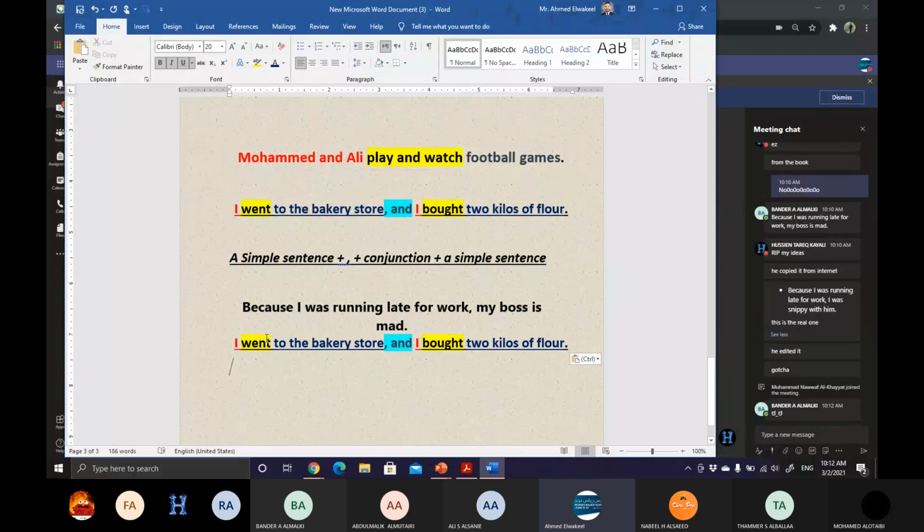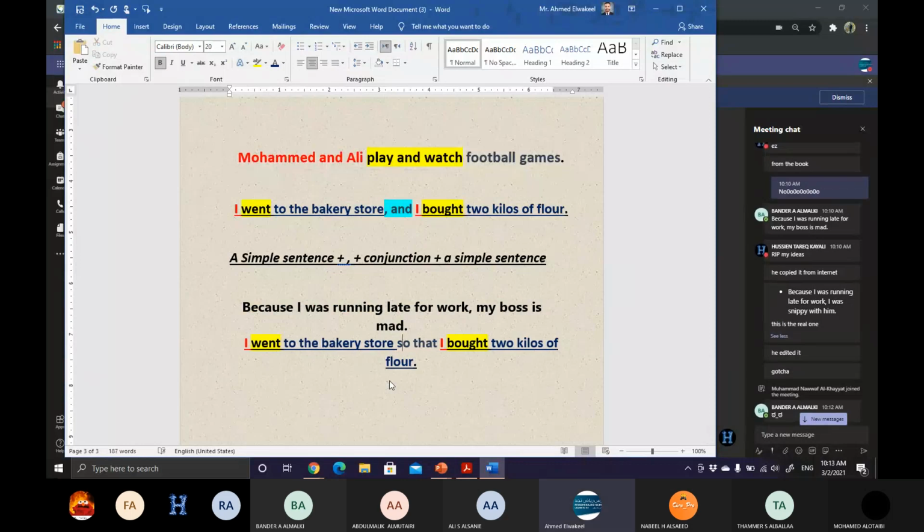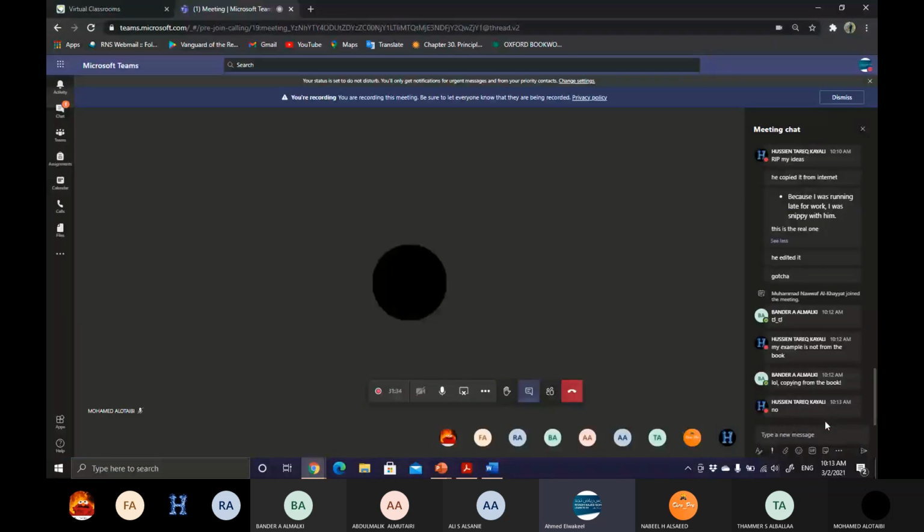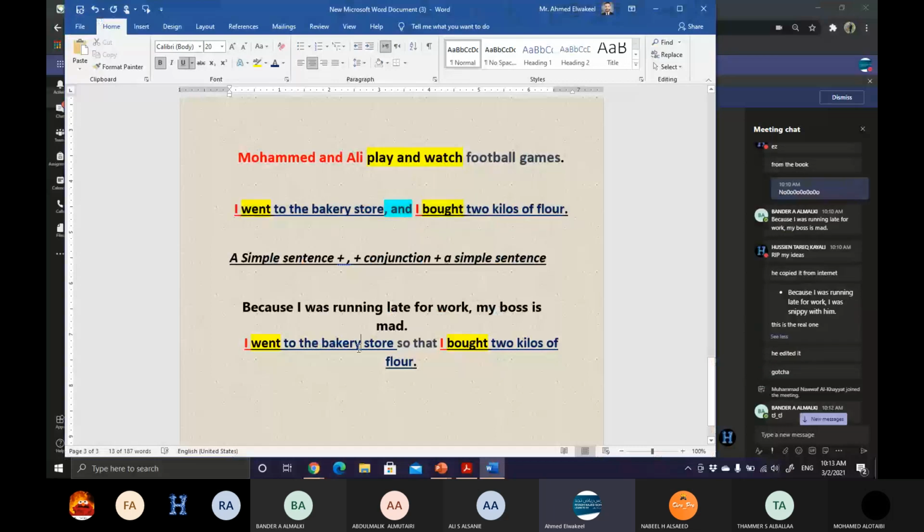For example, I went to the bakery store and I bought 2 kilos of flour. All we can do is alter the coordinating conjunction along with the comma and say, so that, I bought 2 kilos of flour. Consequently, the same sentence we can make compound and we can also make it what? Complex. So it's only dependent upon the conjunction itself.